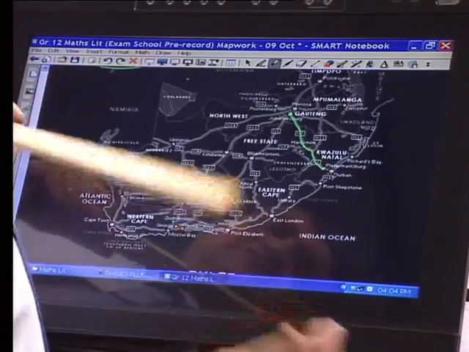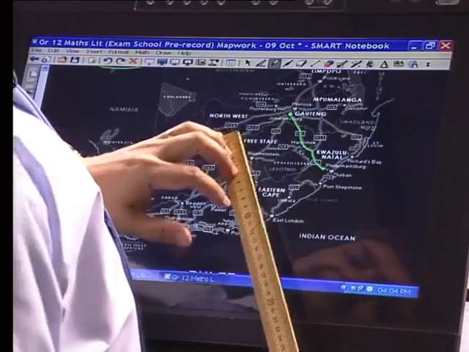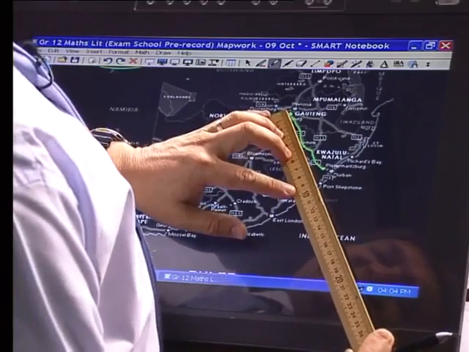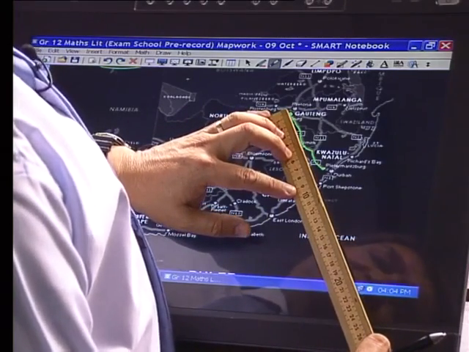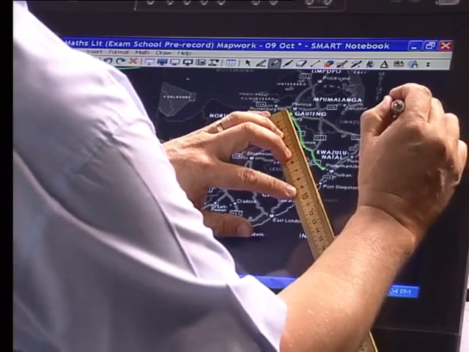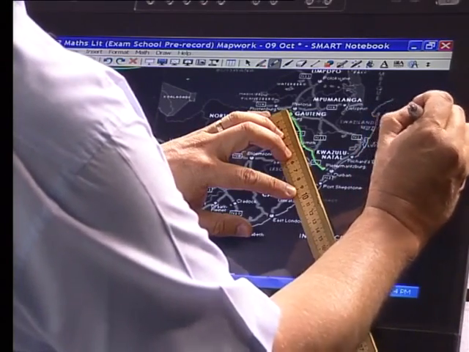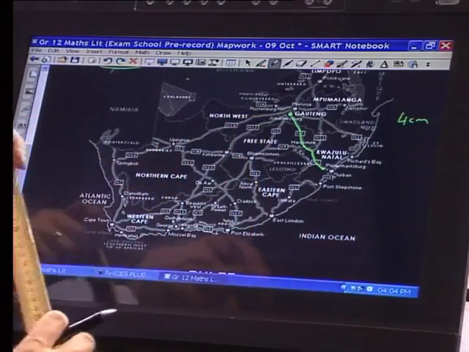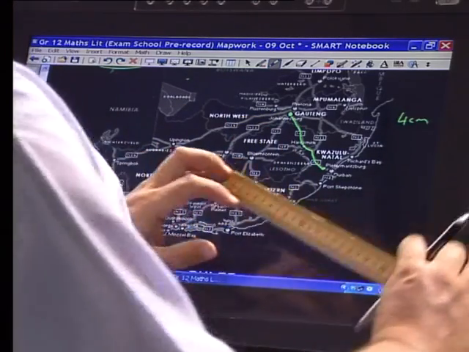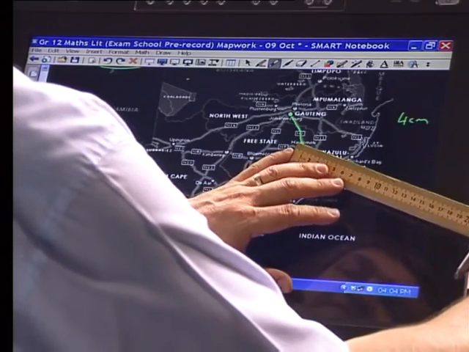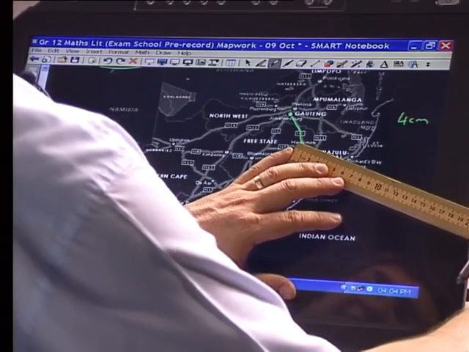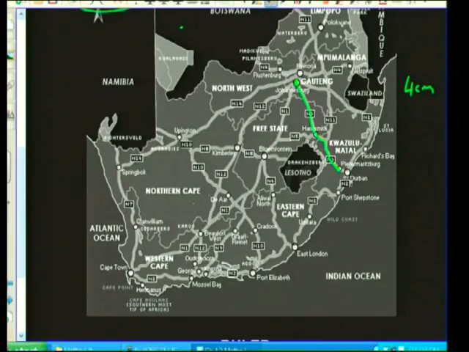Well, if you look at this first part of the route from Johannesburg to Harrismith, it's kind of straight, okay? And I make it out to be round about 4 centimeters. So we're round about 4 centimeters from Gauteng to Harrismith. From Harrismith to where the N3 meets up with the N11 is round about 1.5 centimeters. So I'm going to say 1.5 centimeters.